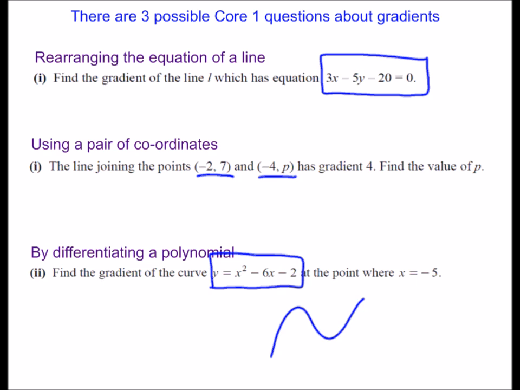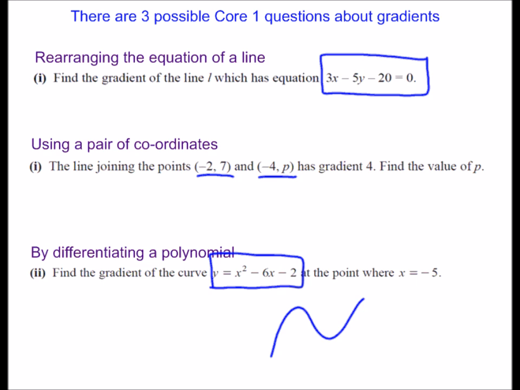Is it a line that you can rearrange into the form y equals mx plus c? Do you have 2 coordinates that you can find the gradient of the line segment between? Or is it a curvy graph and are you going to have to use calculus? So let's have a look at this first question.